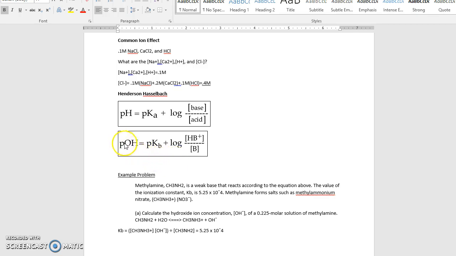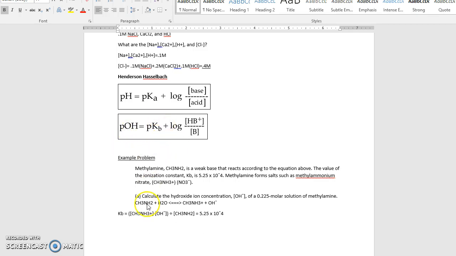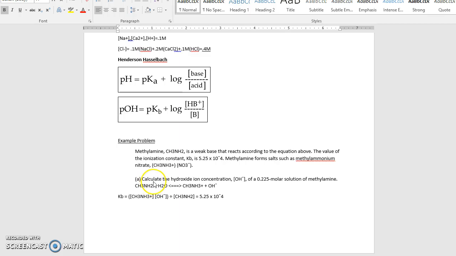And there's an alternate version for the pOH as well. I have an example problem here with methylamine, which is CH3NH2. It's a weak base and reacts according to the equation above, which is actually down here. The ionization constant, Kb, is 5.25 times 10 to the negative 4, which shows you it's a mildly strong base, not incredibly strong.